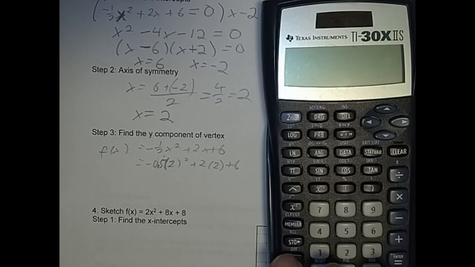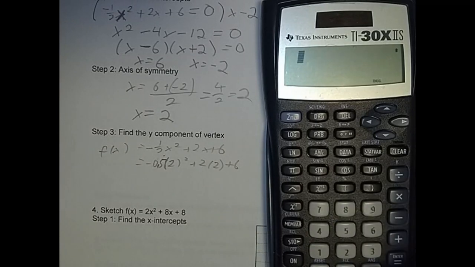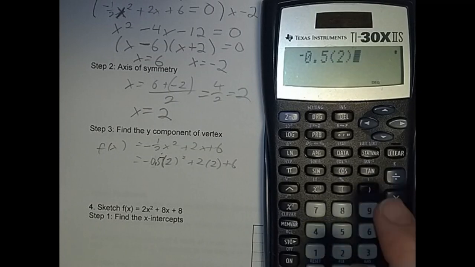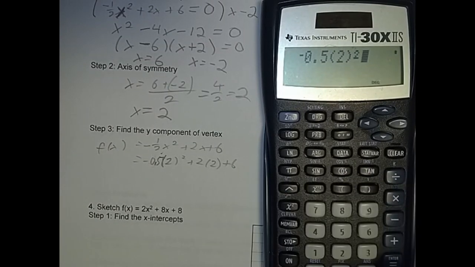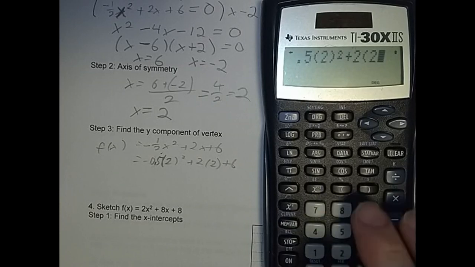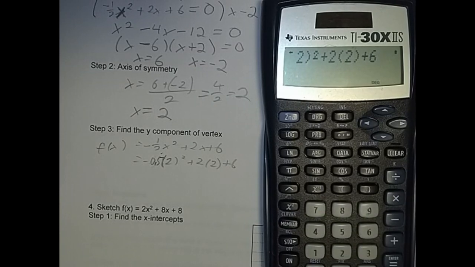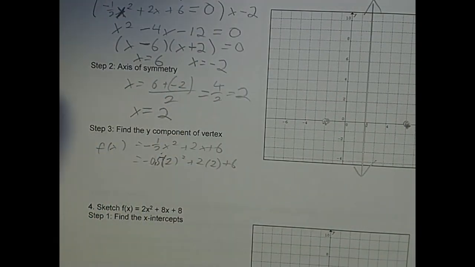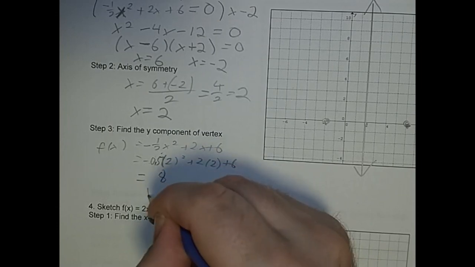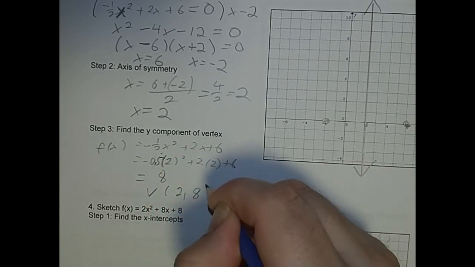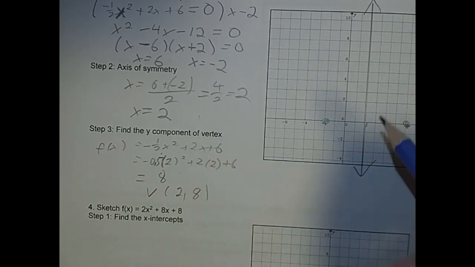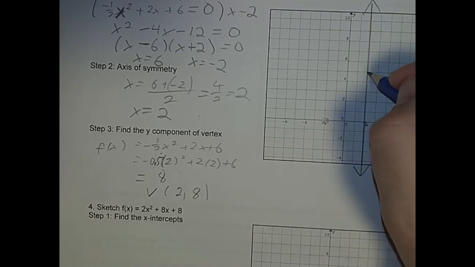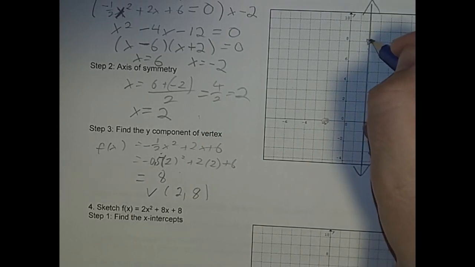So let's use our calculator here. Negative 0.5 bracket 2 squared, plus 2 bracket 2, plus 6. We just type that all in the calculator. 8. So f at 2 is 8. So our vertex is 2, 8. The 2, then the 8. So 2, and then you go up 1, 2, 3, 4, 5, 6, 7, 8. You put a dot.